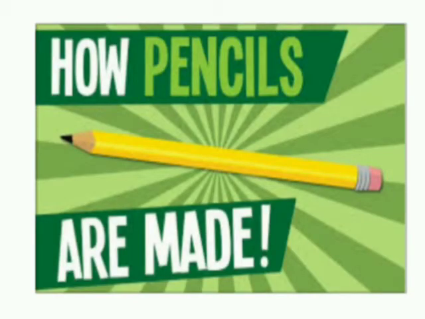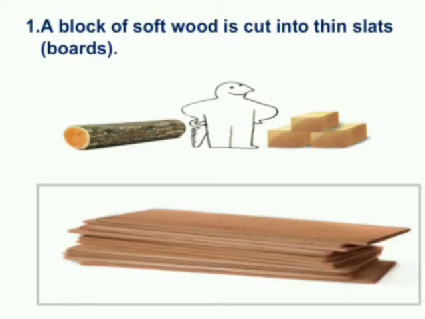Yes, children, we all use pencils, right? And we know that they are made from wood. But do we know something more than that? So let's find out how pencils are made. Pencils are made from soft wood. First, a block of soft wood is cut into thin slats or boards, like shown in the picture.